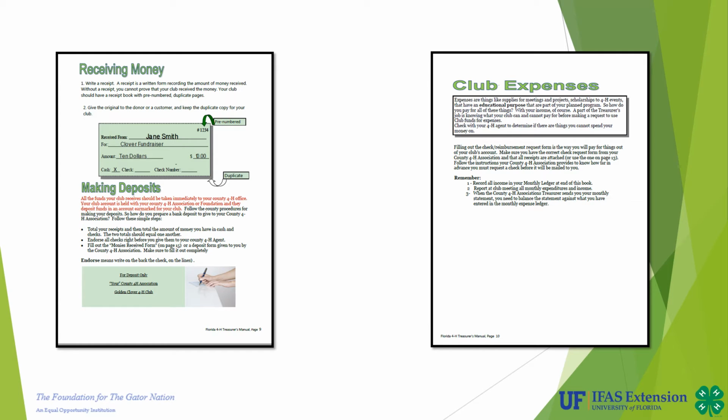The first rule about receiving money is to always write a receipt every time money is received. This is your proof that money was received. The original receipt is given to the donor or the person that donates or gives the money, and the copy is for the club or county 4-H records. A receipt has many different parts.